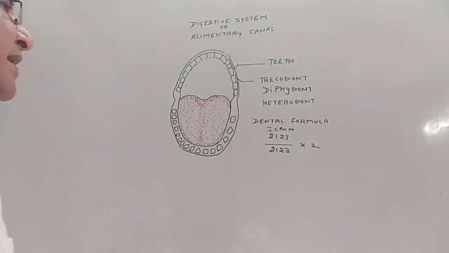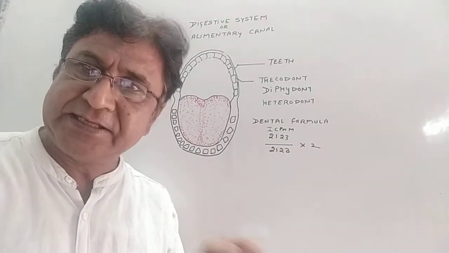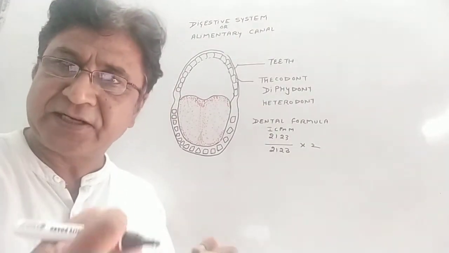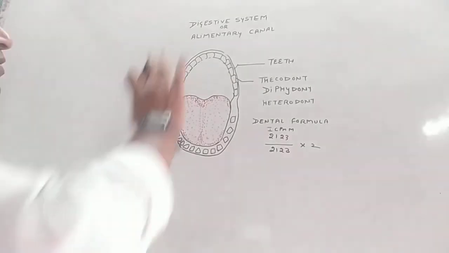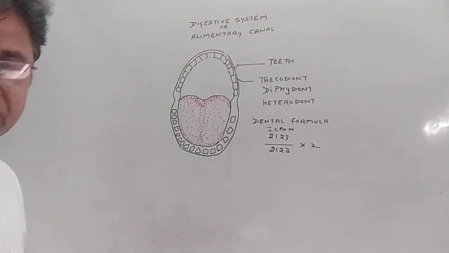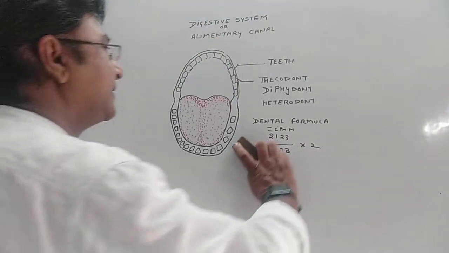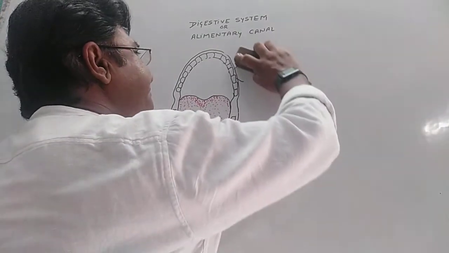Remember that. What is the function of the teeth? Teeth help in tearing, crushing and chewing the food material. Okay, now this is about the teeth. Let's go to the tongue structure.